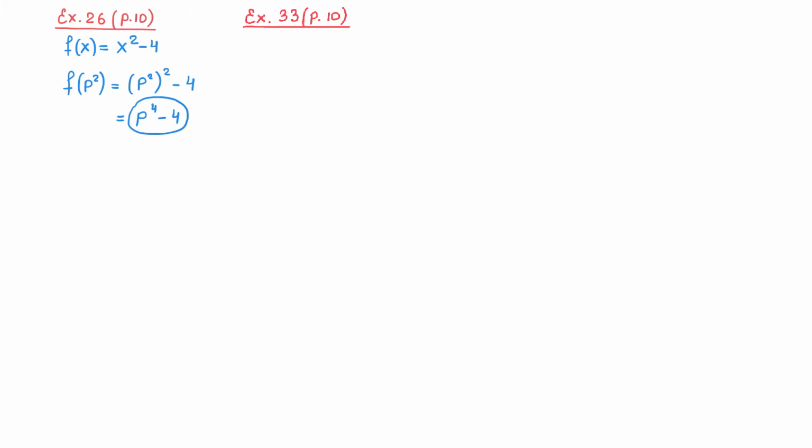Next, we will do exercise 33 on page 10. Here we are given the function f of x equals 1 over x minus 3, and we have to find the composition of f and f. As you noticed by now, there are two ways to write the composition of two functions. We can write it as f of f of x, or we can write it as the composition of f and f of x.